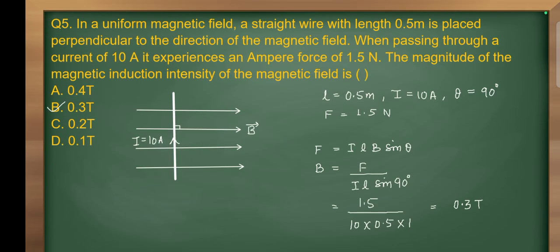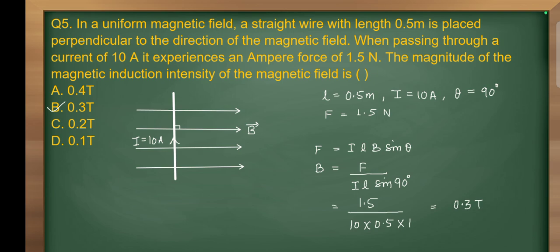Question number 5. In a uniform magnetic field, a straight wire with the length of 0.5 meter is placed perpendicular to the direction of magnetic field. When passing through a current of 10 ampere, it experiences an ampere force of 1.5 Newton. The magnitude of magnetic induction intensity of the magnetic field is.